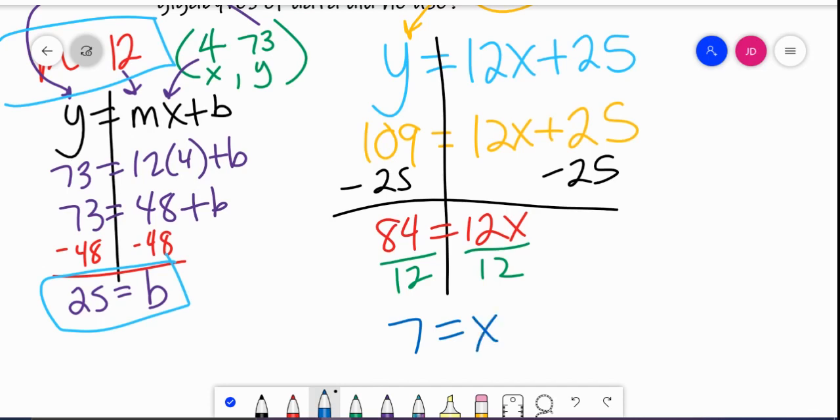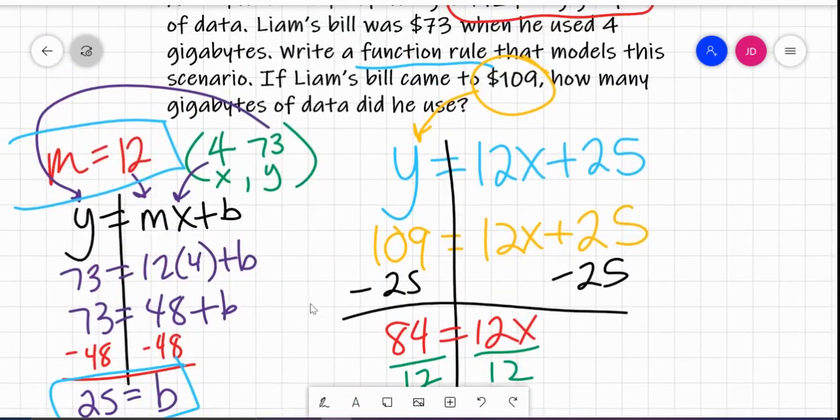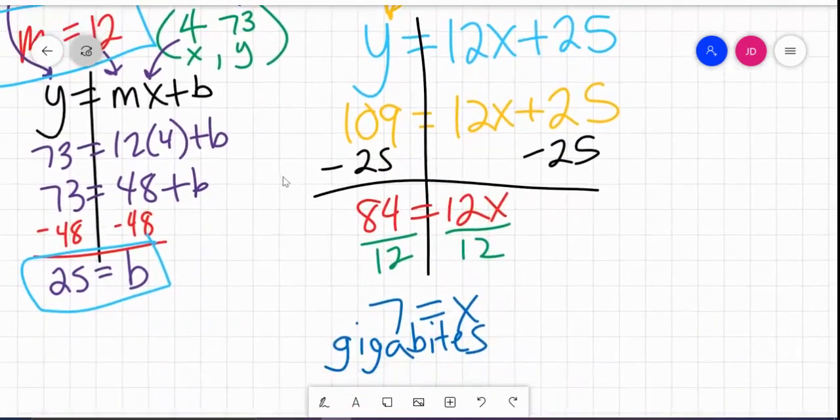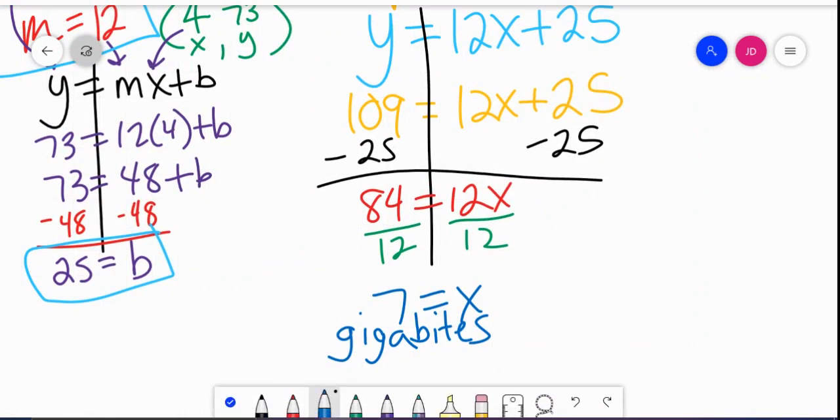What does that mean? It's 7 gigabytes. Gigabytes. I think I spelled that right? With the i. Double check. Gigabyte. Oh, nope, it has a y. Look at that. Good thing I double checked. Gigabytes with the y at the end.